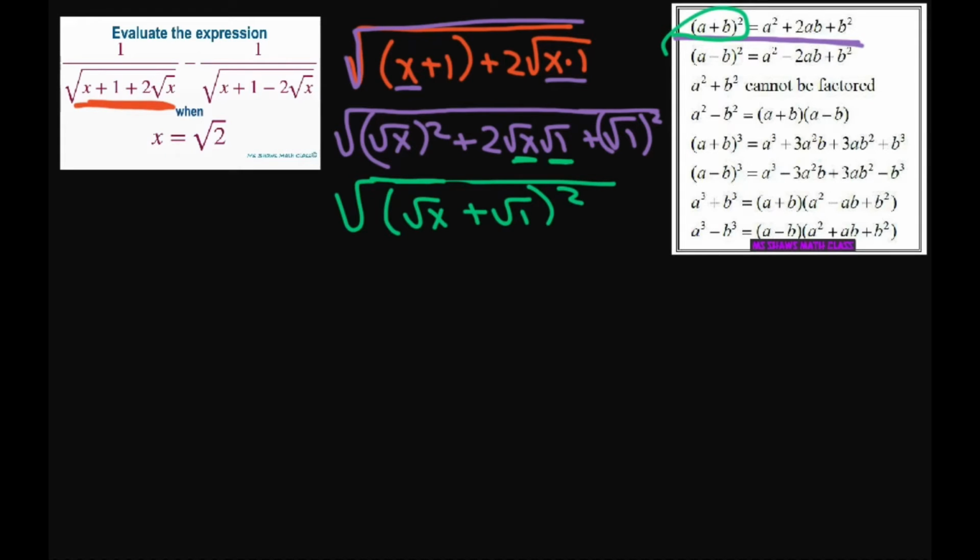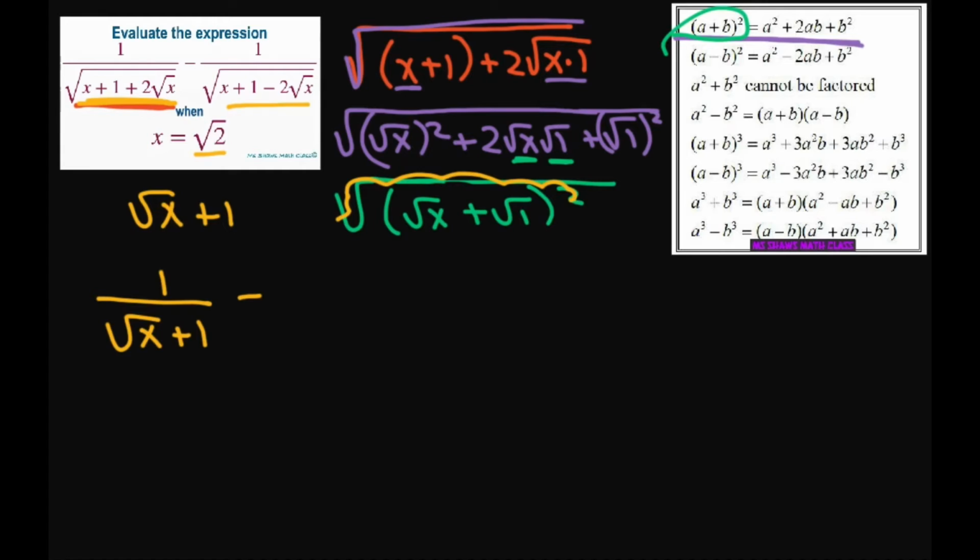And that eliminates this radical. So basically, this is just going to be square root of x plus 1. So that's what we have here: 1 divided by square root of x plus 1. That's the same as this, but a lot simpler to deal with when we have to do this square root of 2. All right. Now the same thing's going to happen with this one, but we would use this formula.